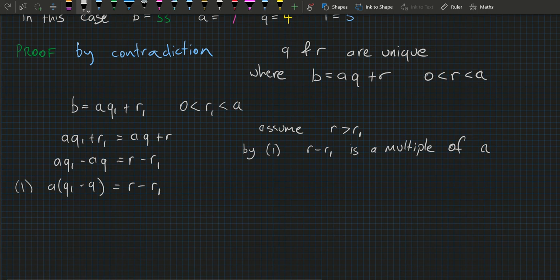Okay, so if R is greater than R1, and if they're not equal, then the right hand side of this equation has to be a number between R and 0. So how does that work if it's going to be between 0 and R, and R is less than A, that this number is between 0 and A, and be a multiple of A? That just doesn't make sense, all right? So it's a contradiction.